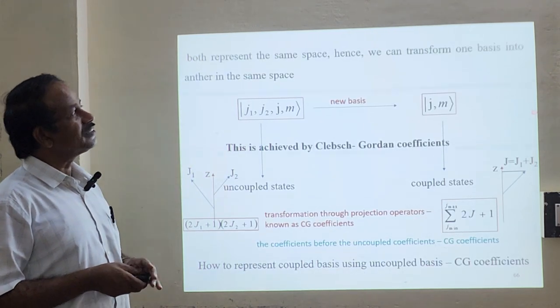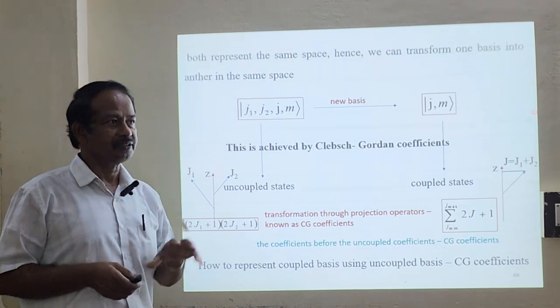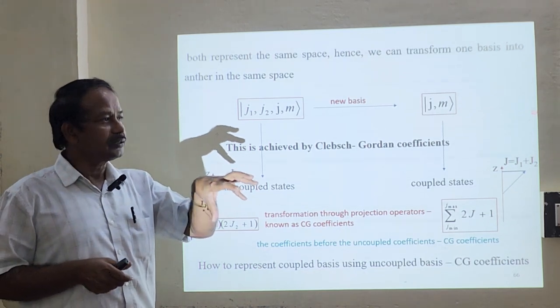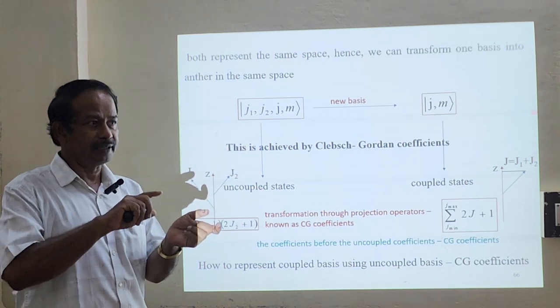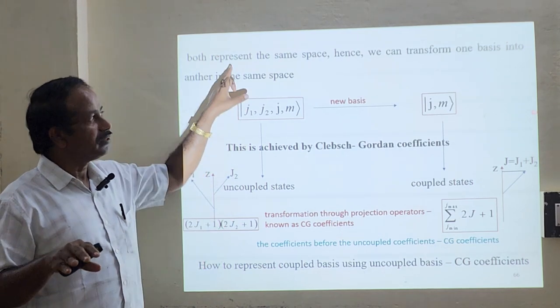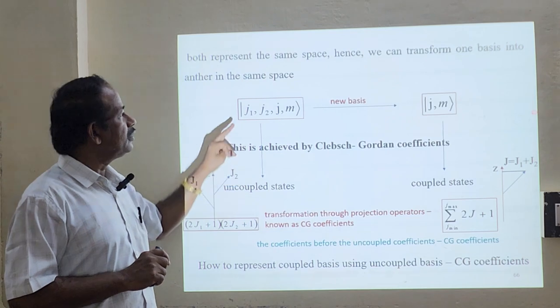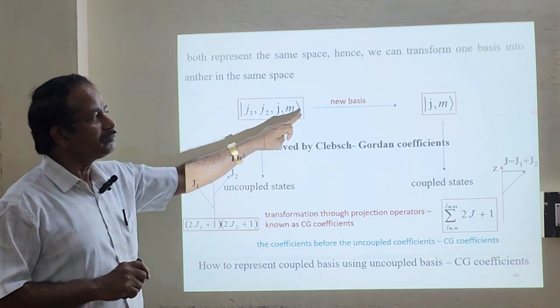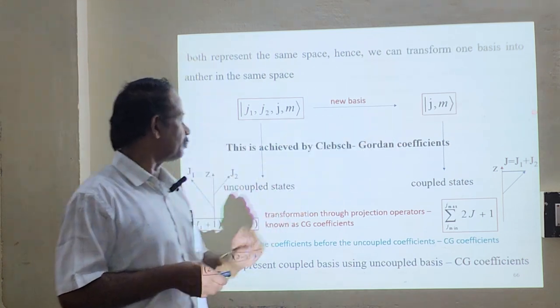So both represent the same space, hence we can transform one basis into another basis. Suppose we take the uncoupled one, we are going to transform from uncoupled to coupled, and the space will be the same thing. So we can have the transformation, the same space. So the basis j1, j2, j, m, the new basis will be j, m. This is what I told you, this will be your coupled.